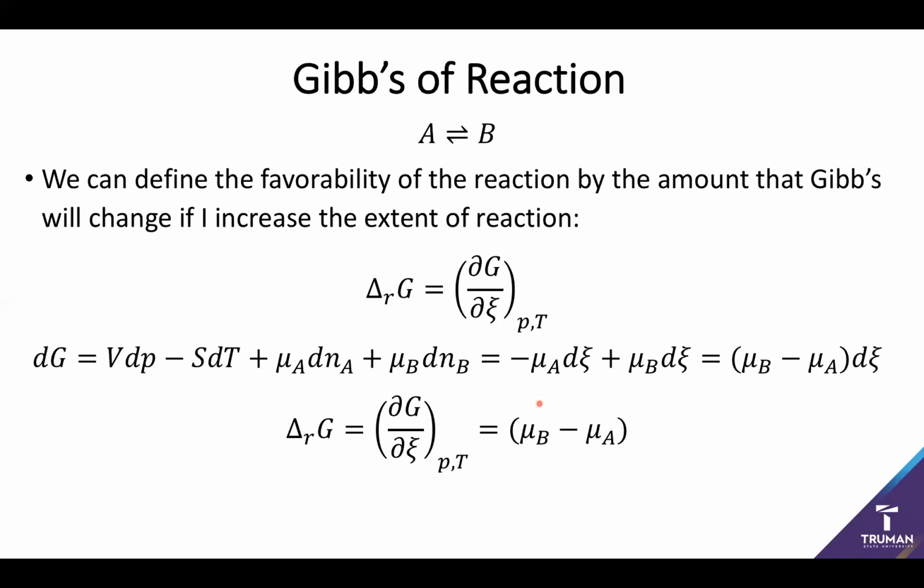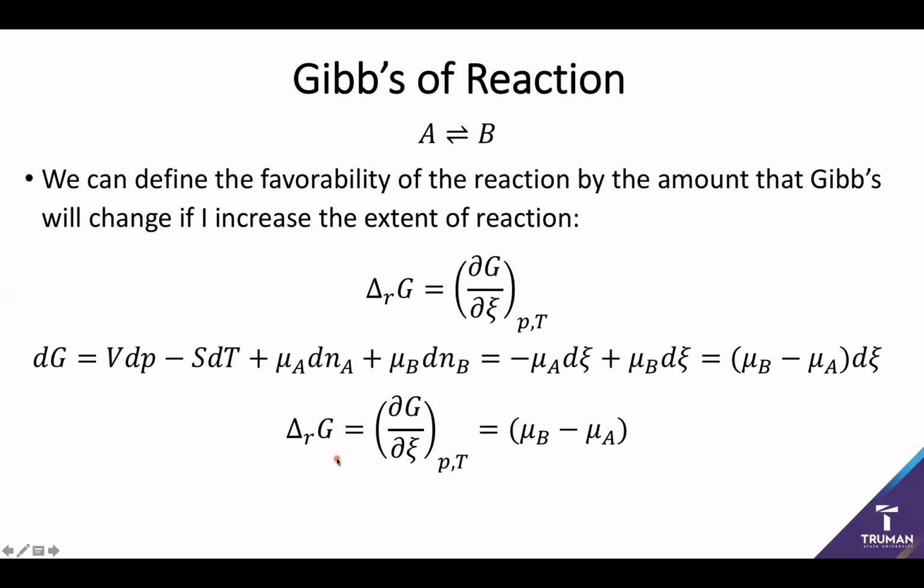Where if I have a lower chemical potential for B, well, this is going to tend to give me a negative free energy of reaction, so I'm going to favor product. If the chemical potential of B is greater, then I'm going to end up with a positive free energy of reaction, so this reaction is going to be unfavorable.